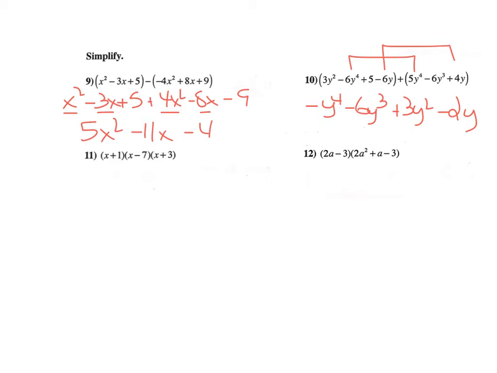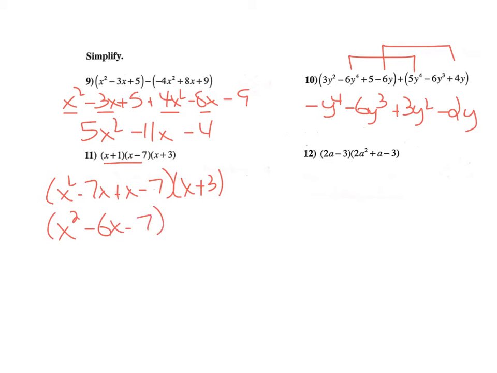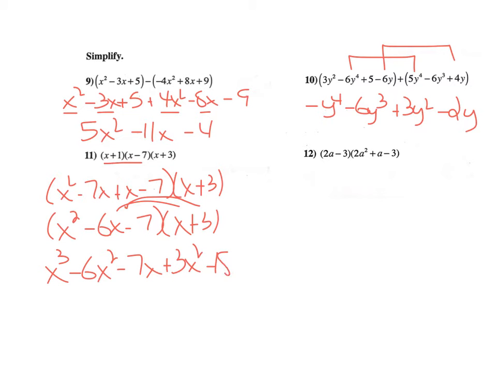And number 11, I'm going to take the first two first, which are FOIL, and I'm going to say first, outer, inner, last. Still have the x plus 3. Now I'm not going to do the x plus 3. I'm going to add the two terms in the middle here first, combine what I can. Then I'm going to multiply the x squared minus 6x minus 7 times the x plus 3. So I'm taking the x all the way through, make it x cubed minus 6x squared minus 7x. Then I'm taking the 3 through, 3x squared minus 18x minus 21.